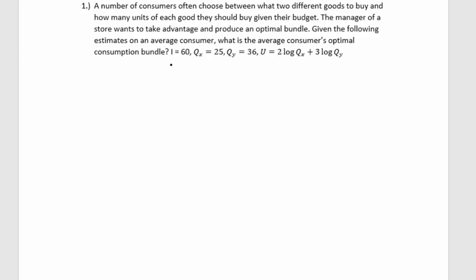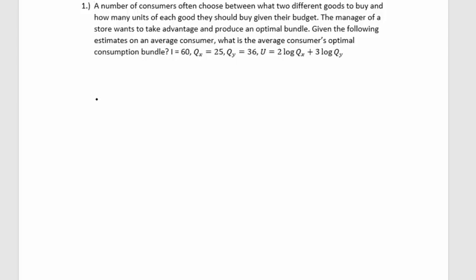And we're given I equals 60, so our income. Q of X equals 25, which is the maximum amount of good X a consumer could buy with their income. Q of Y equals 36, so the maximum quantity of Y that could be bought with the income of 60. And the utility function is U equals 2 log QX plus 3 log QY.